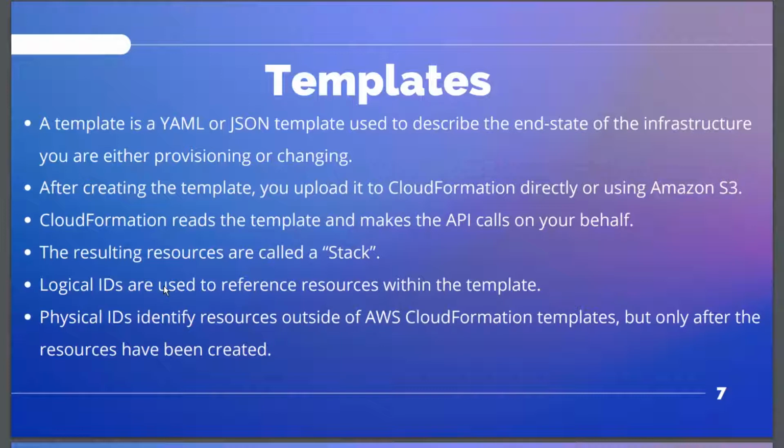A logical ID is, okay, like a VPC ID, or a number ID used to specify a specific resource. For EC2, there is an AMI ID, and they differ from each other. So that is the logical ID. Then the physical ID identifies resources outside of the AWS CloudFormation template, but only after the resources have been created.